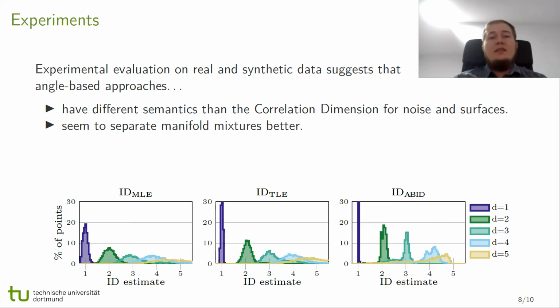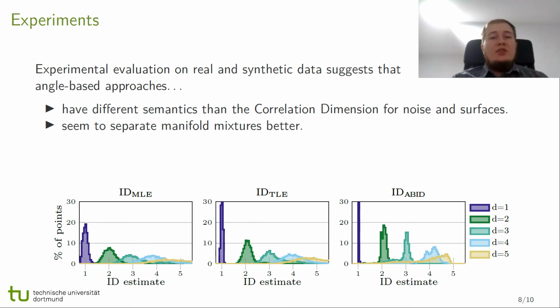Secondly, we analyzed how well the different approaches can separate mixtures of different dimensional manifolds. For that, we sampled hypercubes varying from 1 to 5 dimensions and linearly embedded them into the same 5-dimensional space. The displaced histograms showed the distribution of estimates depending on the approach. The 2 histograms on the left are distance-based approaches, the first being the Hill estimator and the second the TLE estimator by Amsaleg et al. mentioned before. The third histogram belongs to the ABID estimator.